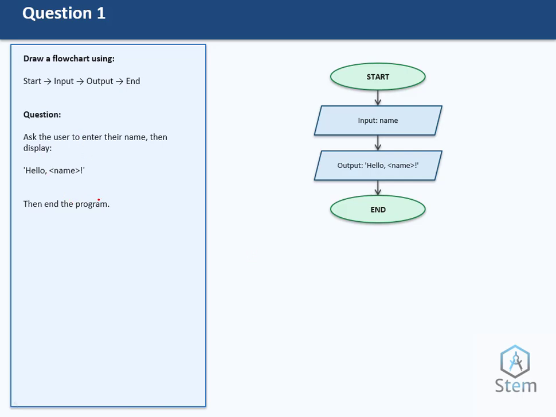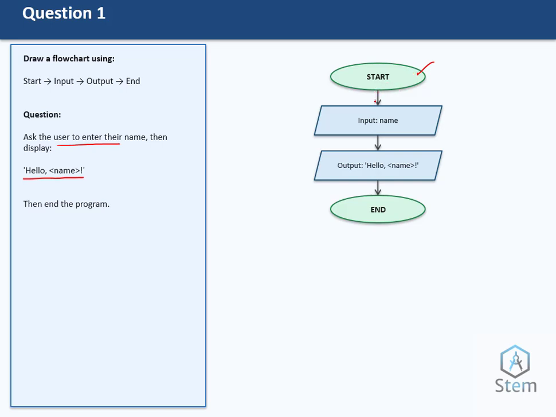The purpose of this program is to ask the user to enter their name. Once we get the name, we want to output the message, hello, John, for example. So if the user says, my name is John, then we are going to say, hello, John. As already mentioned, flowcharts always start with an oval shape. This is the terminator, the start or end.